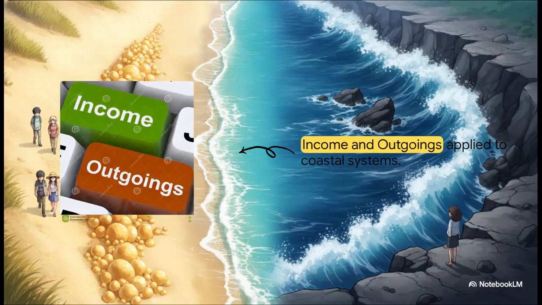So, continuing with that financial metaphor, when you hit that income button way harder than the outgoings button, you get a positive sediment budget. In coastal terms, this net accretion builds up the beach, creating a massive protective buffer of sand and shingle against the waves. But if your outgoings outpace your inputs, you're looking at a negative sediment budget. And that leads to a really stark loss of sediment, basically stripping the beach bare and exposing the land right behind it to the full fury of the sea.